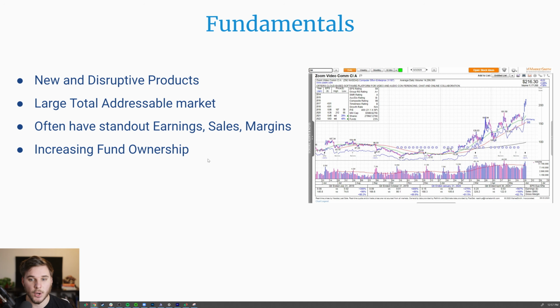have increasing fund ownership. And here's just a screenshot of Zoom showing really strong earnings, sales, and margins, even before it made that tremendous 300, 400% move in 2020. So this is really important. Even aside from the price strength, you want to look for really strong results in terms of these fundamental metrics: earnings, sales, and margins.